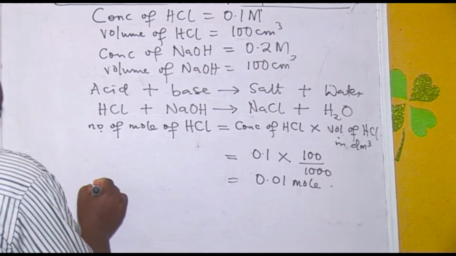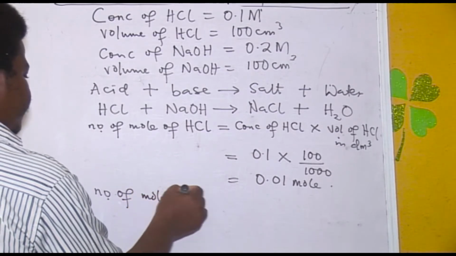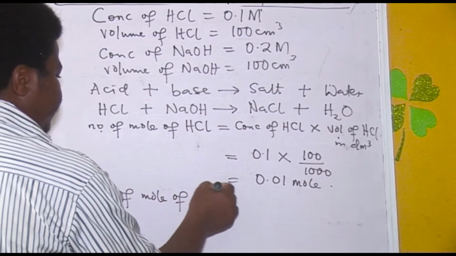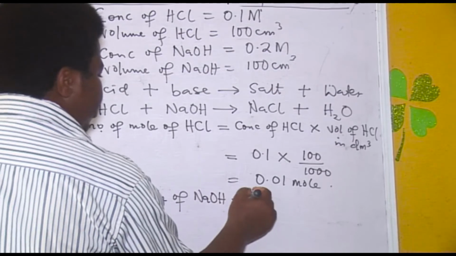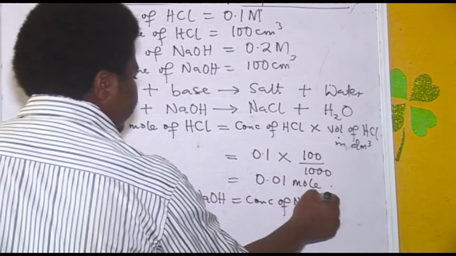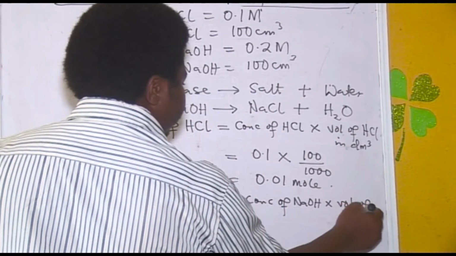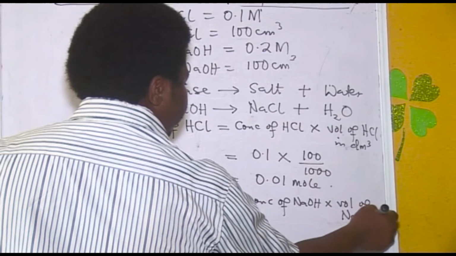Then we also can calculate the number of moles of the base. That also will be the conc of the base times the volume of the base, also in dm cube.